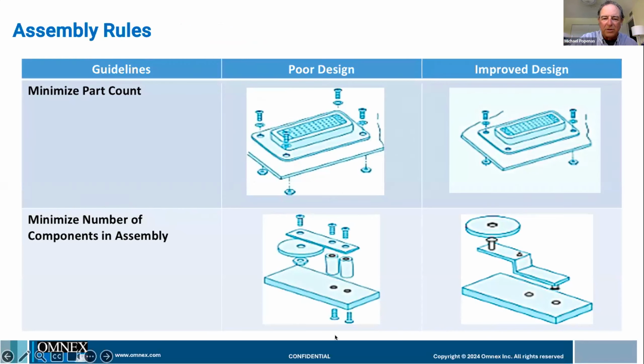So minimizing part count, just some examples. How many fasteners or whatever you need to fasten things together. Get rid of components that are just taking up space. Really? You can add these two, let's call them spacers, with what? Four additional fasteners just because this thing doesn't stack up to it. Can we do something like this?